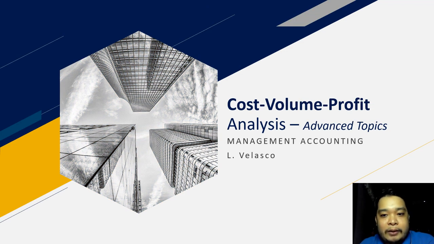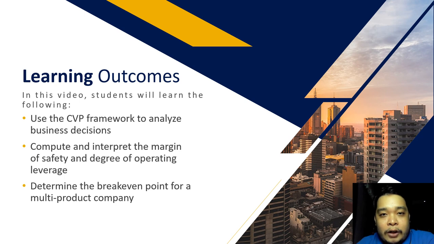So as mentioned, we will be dealing with more advanced topics of cost volume profit analysis in this video. What are our learning outcomes? Our first learning outcome is for you to be able to use the CVP framework to analyze business decisions. At the end of the day, the CVP analysis is a framework to look at business decisions or business strategies and to be able to determine whether they have any profit impact. It also gives you an organized way to look at strategies and to know your priorities.